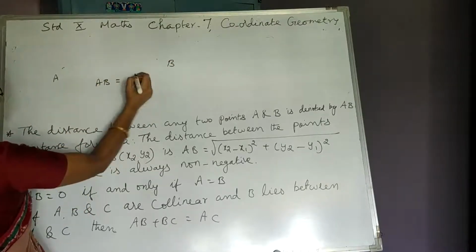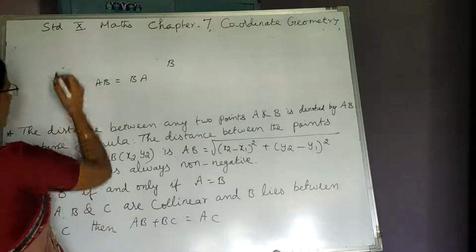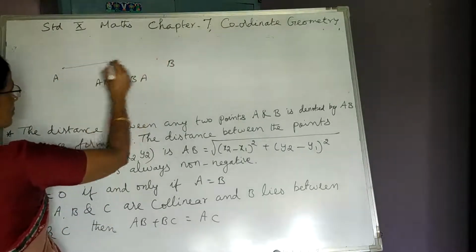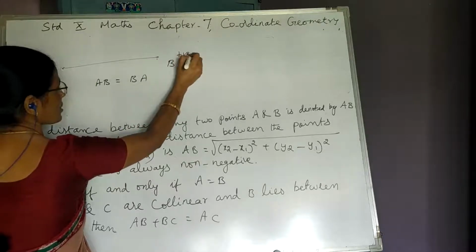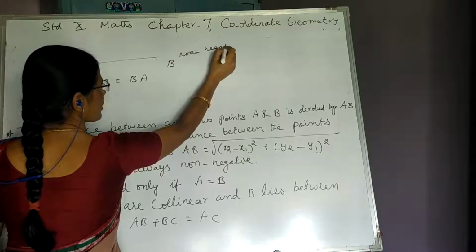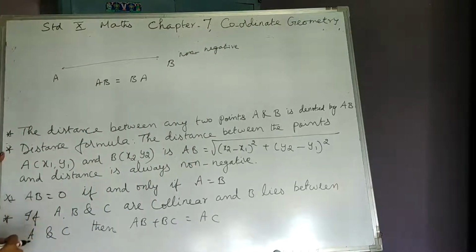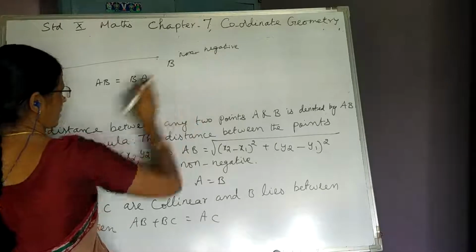Therefore, in general, we write AB is equal to BA. And when you measure the distance between 2 points, remember, it is always positive, or we say it is non-negative. It never will be negative. Sometimes we'll get 0 and sometimes we'll get positive. That is why we say non-negative.